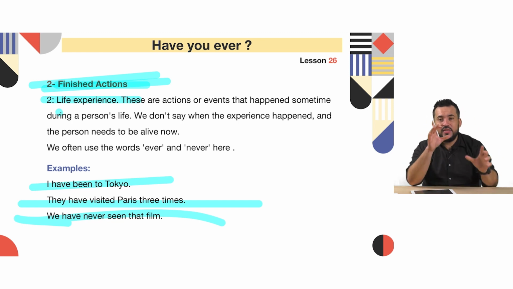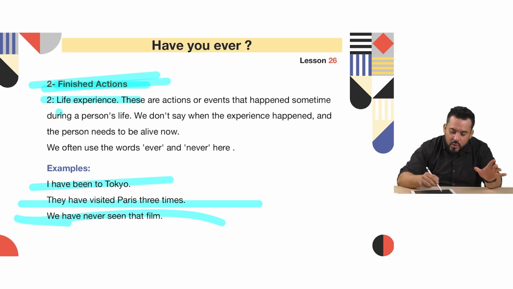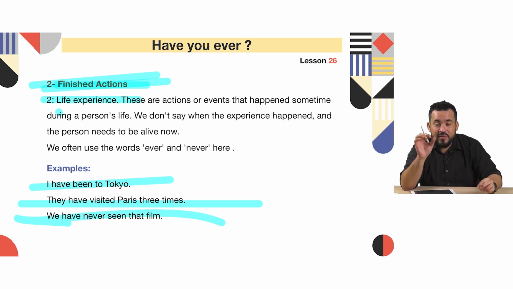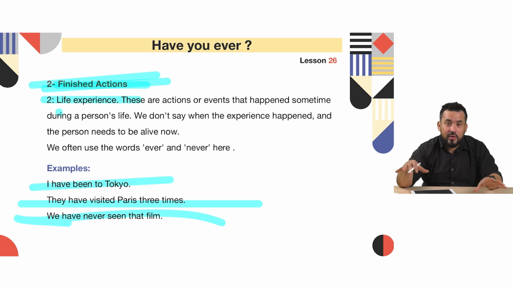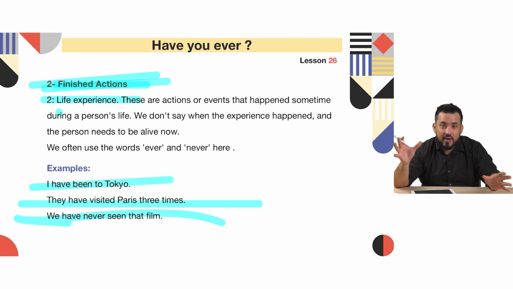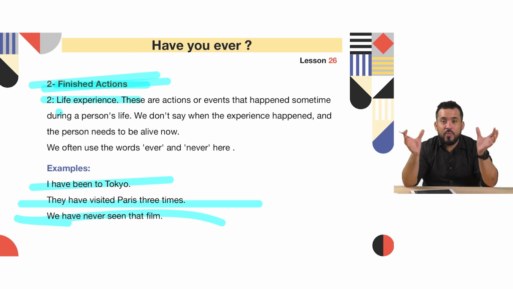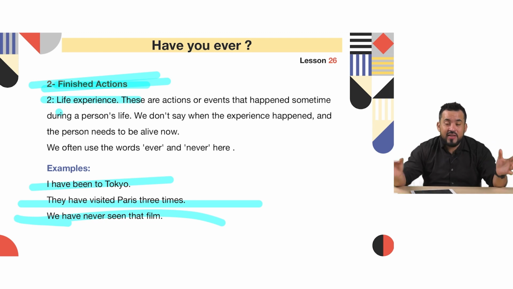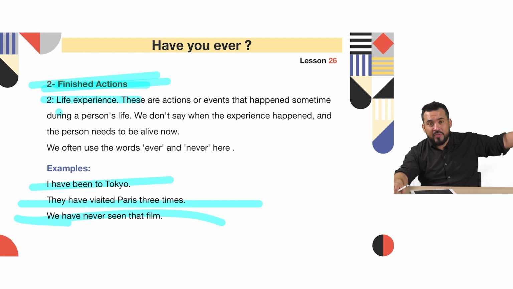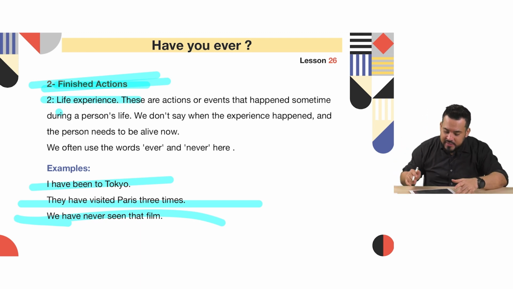Let me make it easier for you. We use the present perfect tense if something happened in the past and we don't know when. There is no specific time for something that happened. That is the biggest difference between the past simple and the present perfect tense. If we know when something happened, then it's past simple. If we don't know when it happened, but we know it happened in the past, then we use the present perfect. Let's take a look.